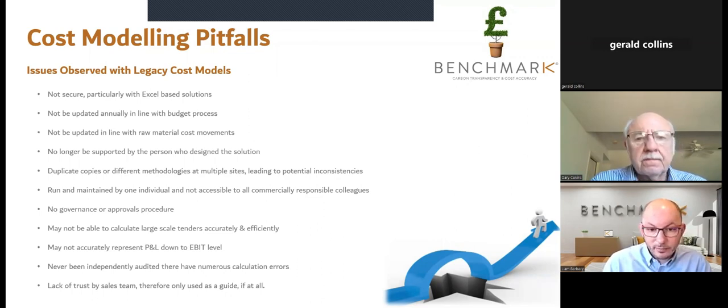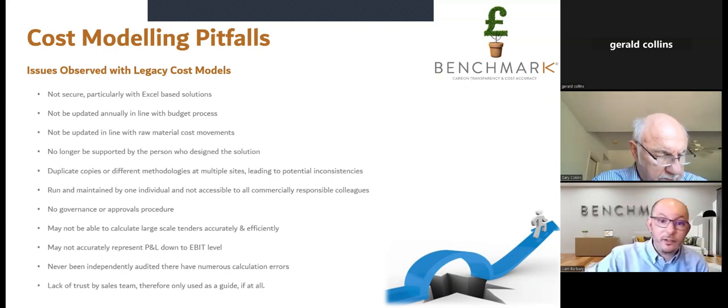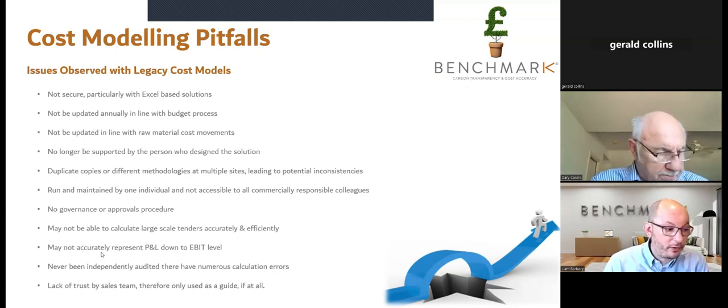With that added complexity, it puts a huge amount of pressure on commercial teams. Make sure your system is scalable, can run these large complex tenders, and can give the cost transparency that you need to offer to your clients, or do for yourself in should-cost modeling. Make sure that it represents your profit and loss routine down to an EBIT level.